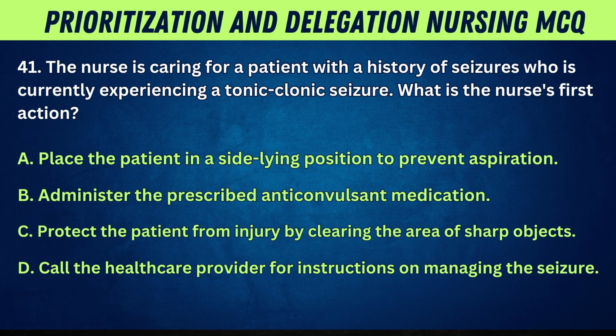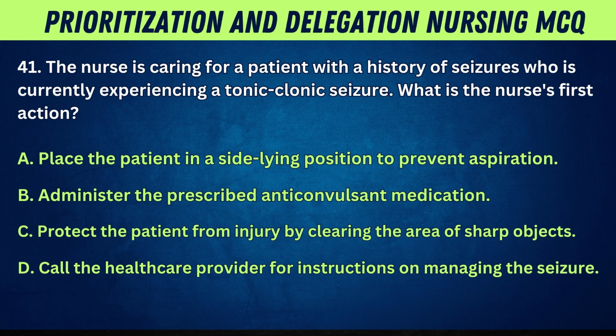41. The nurse is caring for a patient with a history of seizures who is currently experiencing a tonic-clonic seizure. What is the nurse's first action? A. Place the patient in a side-lying position to prevent aspiration. B. Administer the prescribed anticonvulsant medication.